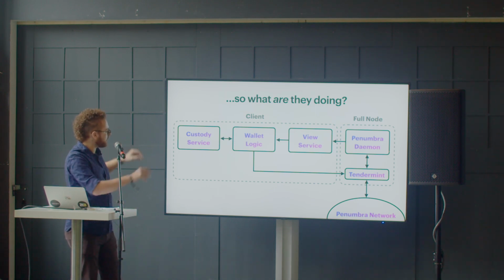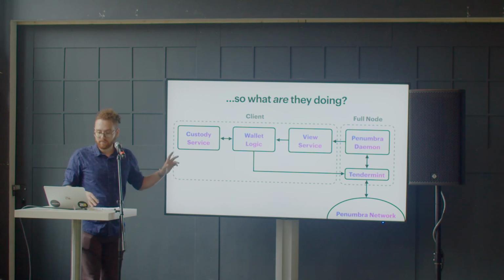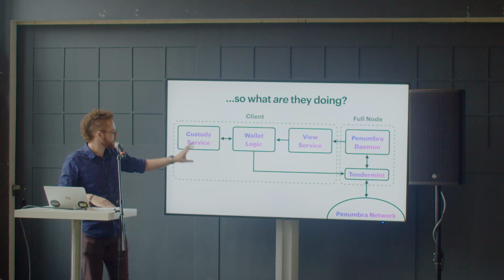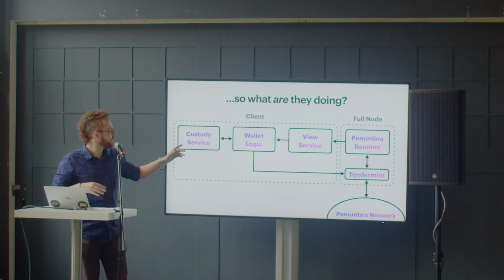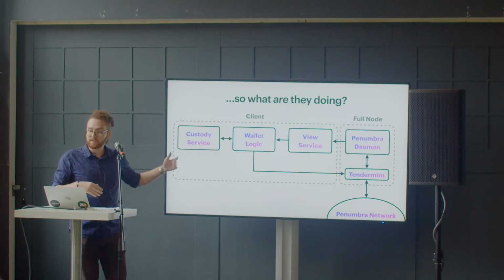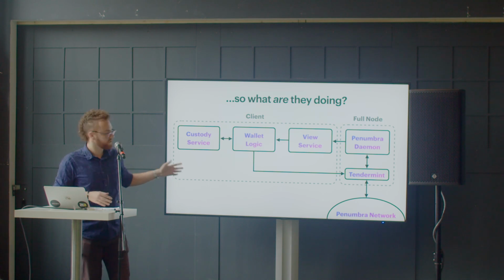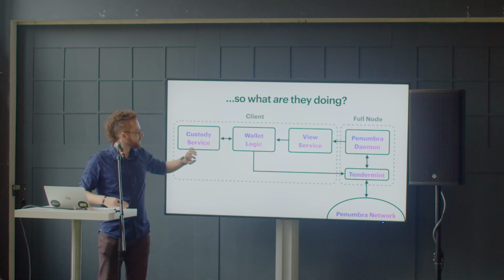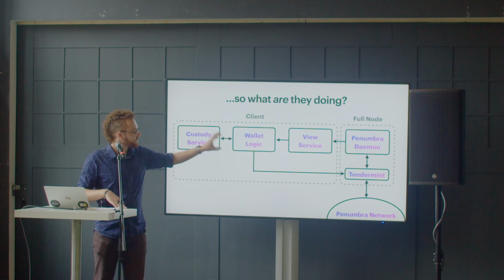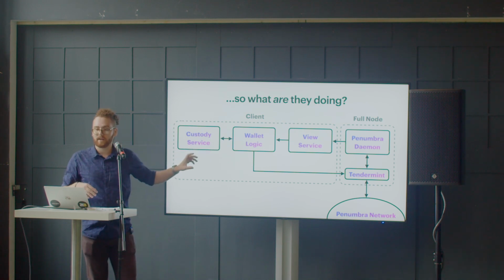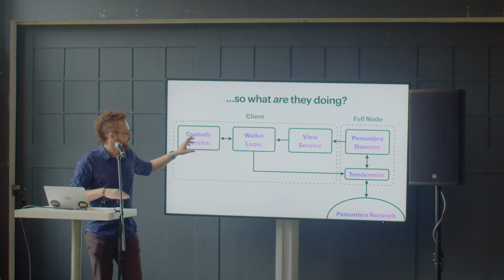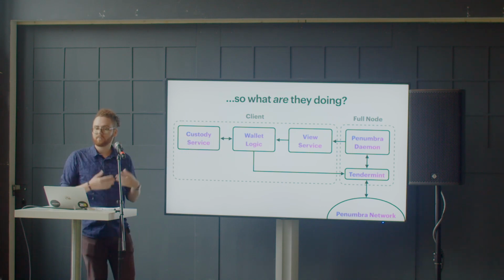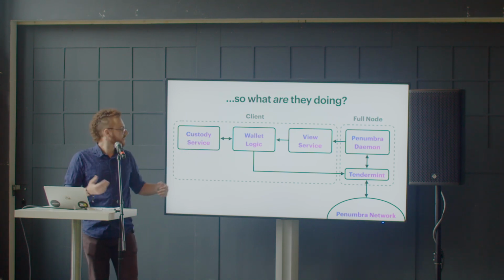We've broken out our client into a couple of different pieces. We've got the custody service, which has a particular interface that it talks to the wallet logic over. That interface means that we can swap out different kinds of custody. We've got a view service, which has only the capability of viewing your transactions and not making transactions on your behalf. And that tells the wallet logic in clear text what things you're actually able to do.